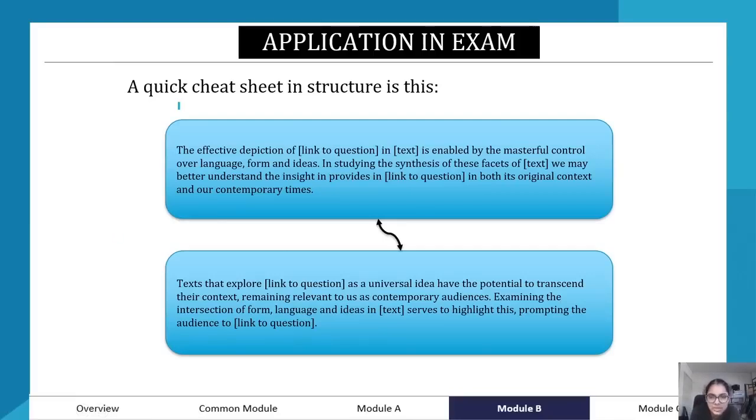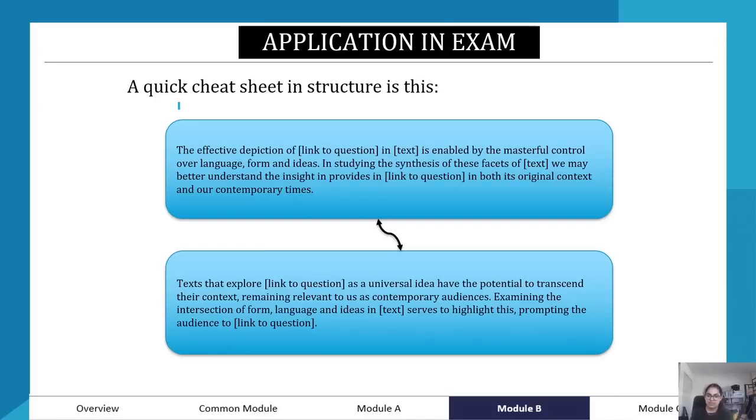Okay, so here is a little cheat sheet for us, so we can structure our essays or our intro, a thesis, sort of like this, where the effective depiction of whatever the question is, in whatever your text is, is enabled by the masterful control over language, form, and ideas. In studying the synthesis of these facets of the text, we may better understand the insight it provides into its world, in both its original context and our contemporary times.